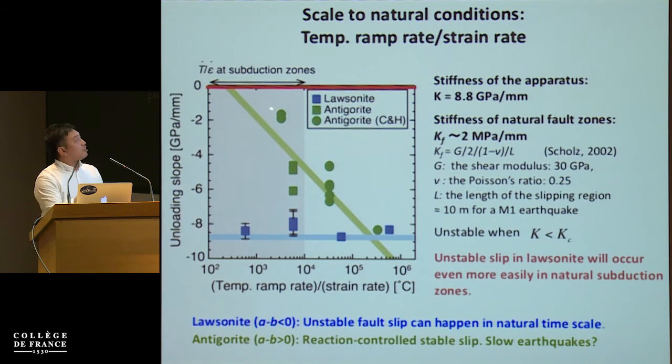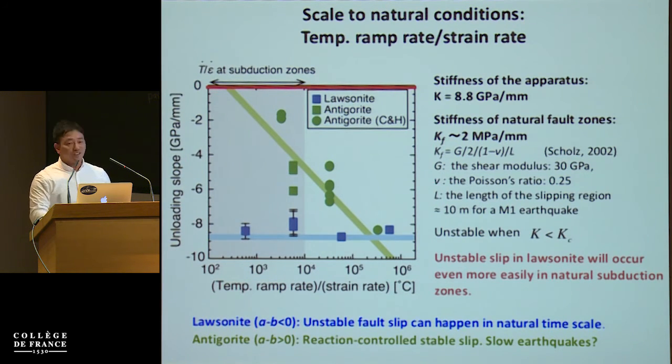This means the weakening rate depends on the dehydration kinetics, or the reaction rate. So this means we don't know what happens in a subduction zone. And then one more problem is this unloading slope. The unloading slope of the apparatus we use in the lab is 8.8 gigapascal per millimeter. But if you calculate this number for a natural subduction zone, it's just 2 MPa per millimeter, so about 3 orders of magnitude difference. How we can overcome this difference is the next question.